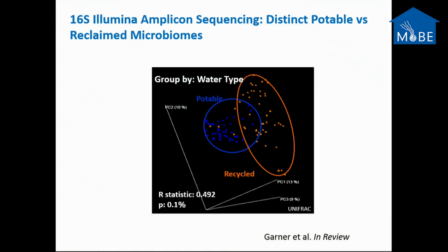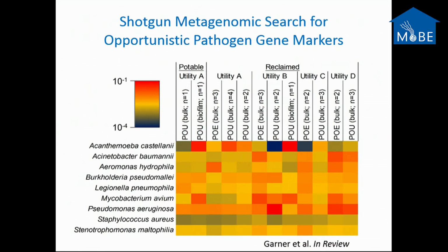Looking at the microbiome, we see that there is a unique signature of the reclaimed water compared to the potable waters. And then we've been doing some metagenomic sequencing and not having too much trouble finding markers of many of the opportunistic pathogens that we're interested in.